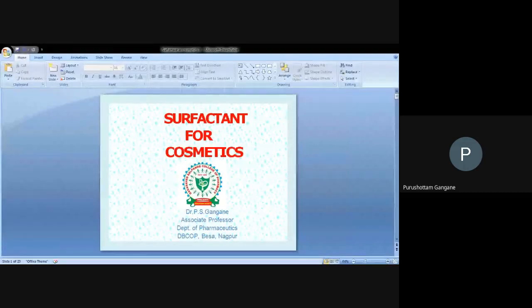In every cosmetic, if you see, these surfactants are added. Their function may be different. Sometimes it may act as an emulsifying agent, sometimes as a detergent or wetting agent or solubilizing agent. But it is essential for the formulation of cosmetics.